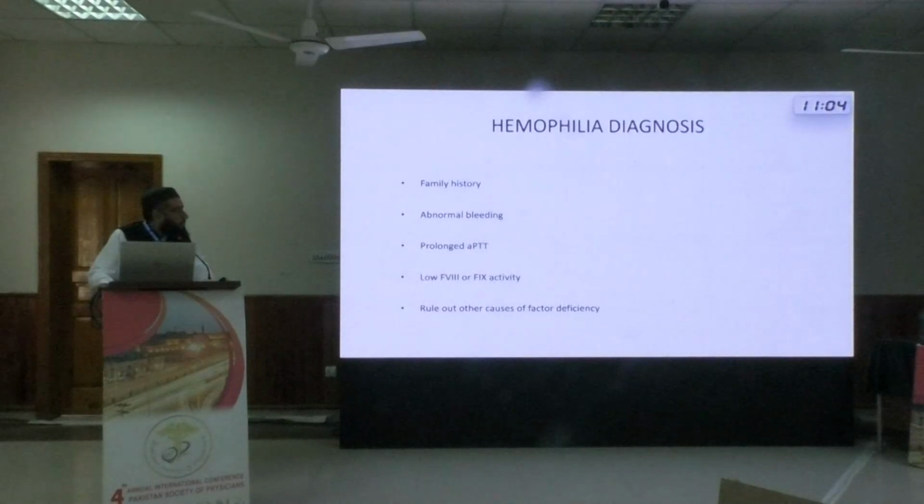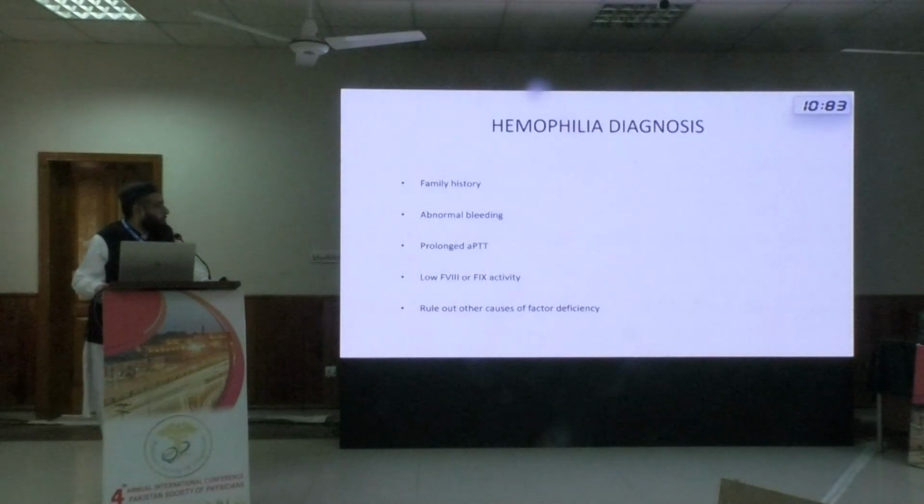Regarding diagnosis of hemophilia, it should be suspected whenever there is a family history with a history of bleeding in maternal uncles or kids of a maternal aunt, and there is abnormal bleeding, prolonged APTT, which is then followed by mixing studies and factor levels. So the factor level will confirm the diagnosis, once other causes of bleeding have been ruled out.